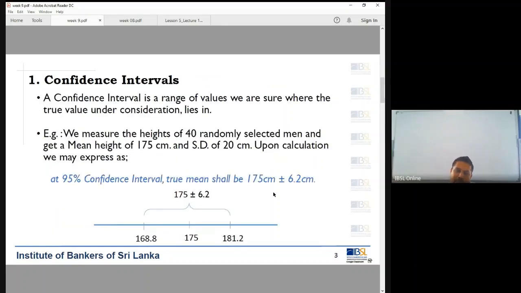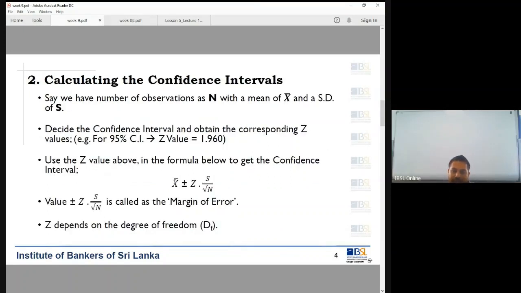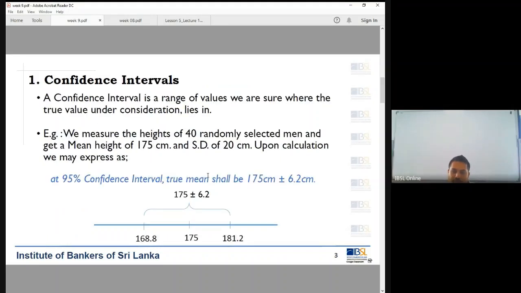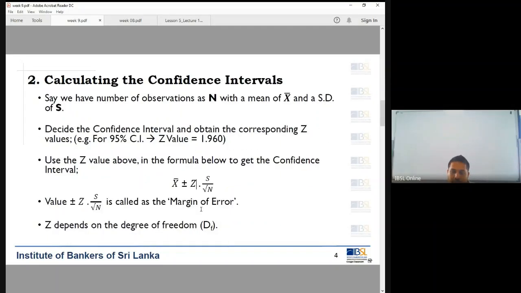Now, if we go back to the previous example, we can see this X bar is 175 centimeters. The number of items, capital N, is 40. S, the standard deviation, is 20. If you plug in these values, 175 plus or minus Z of 1.96, S of 20, divided by the square root of 40, shall give you the answer of 6.2. So that's how you derive the value.